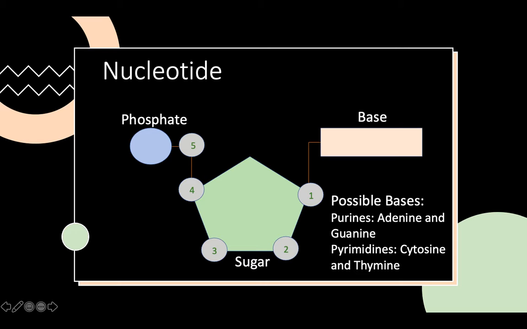Next is carbon 2. This is where the deoxy comes from in DNA. There's a lack of an OH group here that would be present in RNA. At carbon 3, that's what connects the phosphate group to the sugar group to form the phosphate backbone. And at carbon 5, we have our phosphate group.